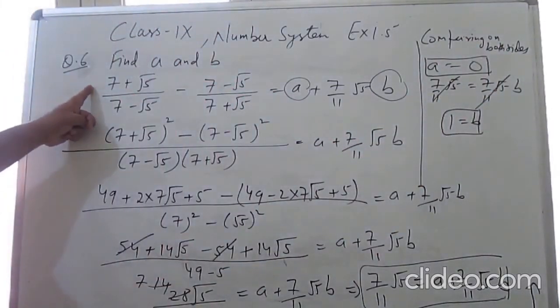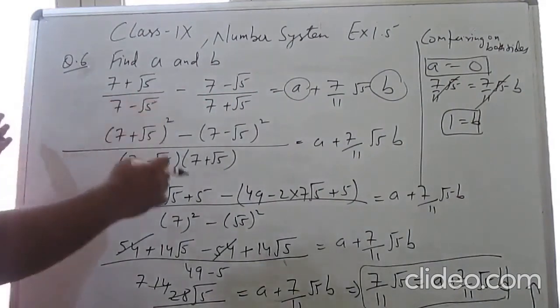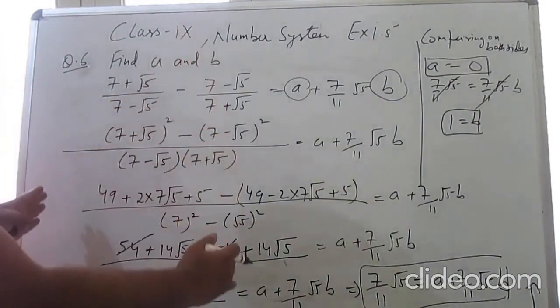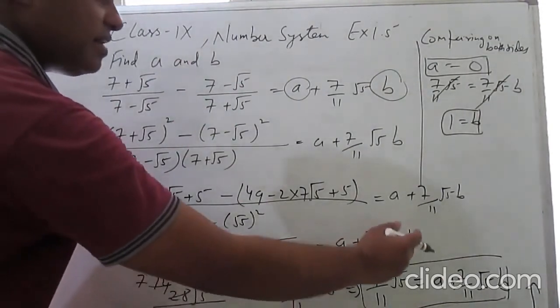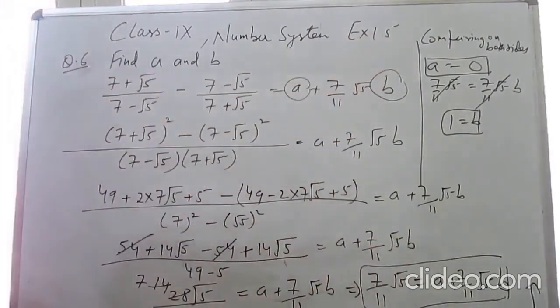What you do? Simplify this left hand side. As you know, you rationalize the denominator first on the left hand side, then compare left hand side and right hand side. A is equal to 0 and b is equal to 1.